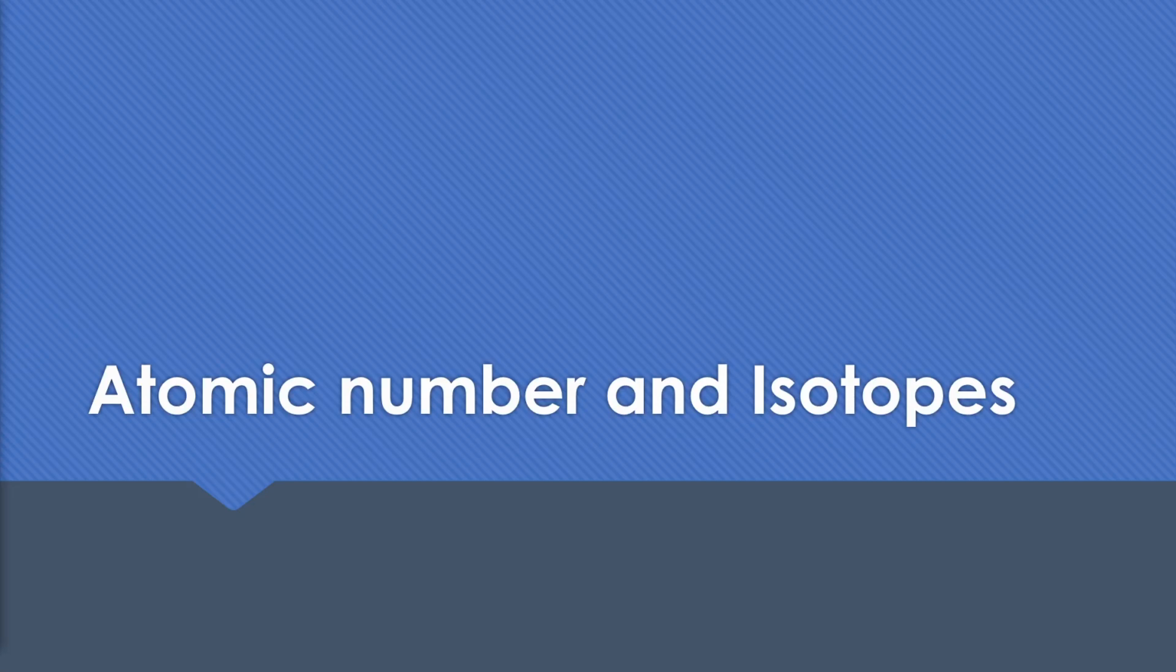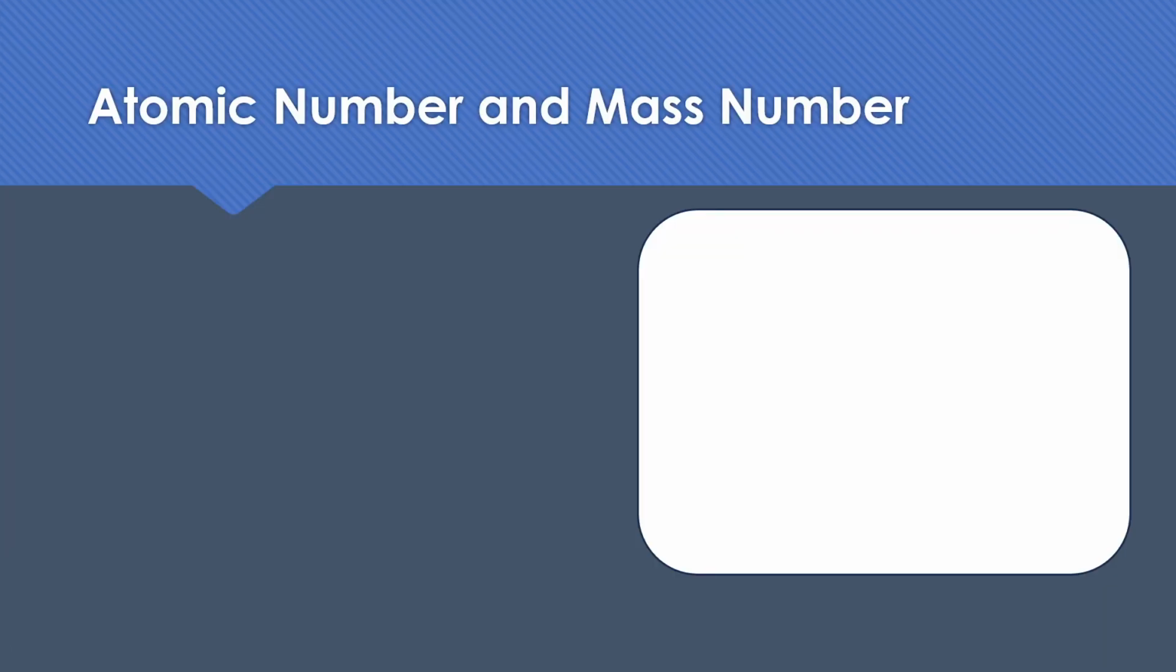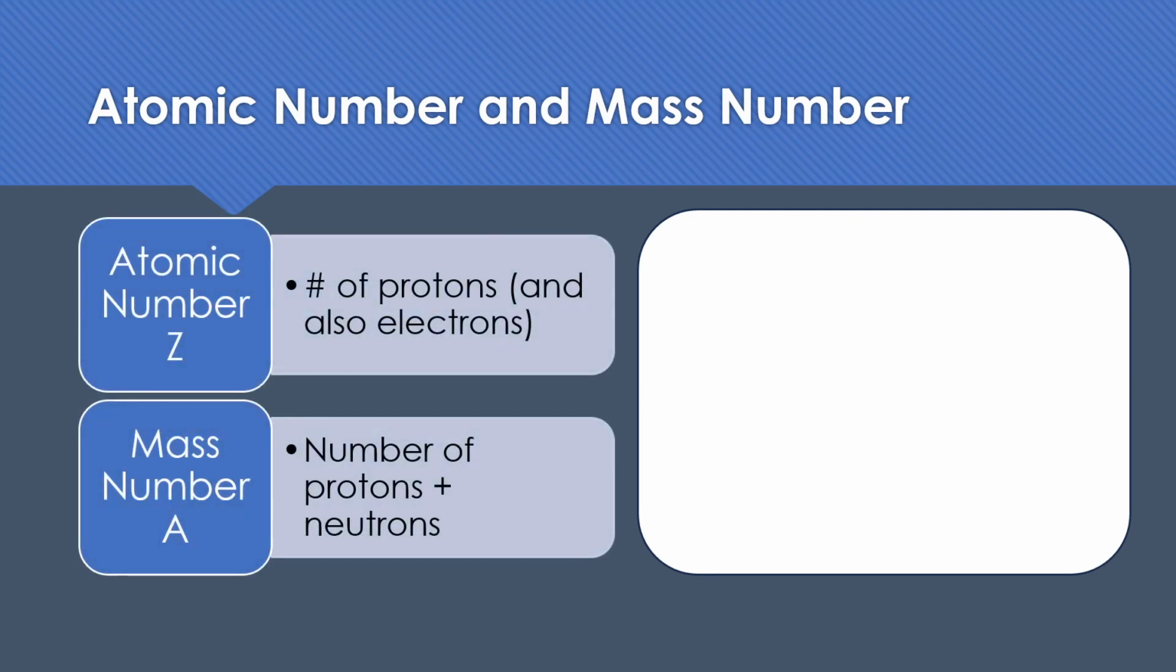All right, let's talk about atomic number and isotopes. So the atomic number and the mass number indicate slightly different things. The atomic number is designated Z. That's the number of protons. Incidentally, it's also the number of electrons, just because in a neutral atom, you have the same number of protons and electrons. And then the mass number tells you the number of protons plus the number of neutrons.